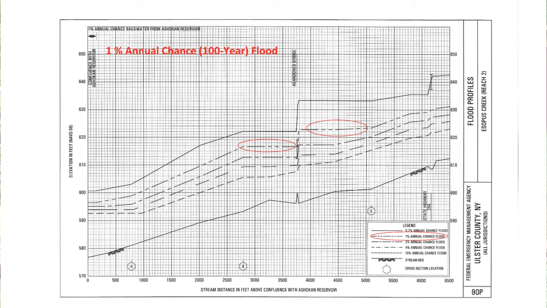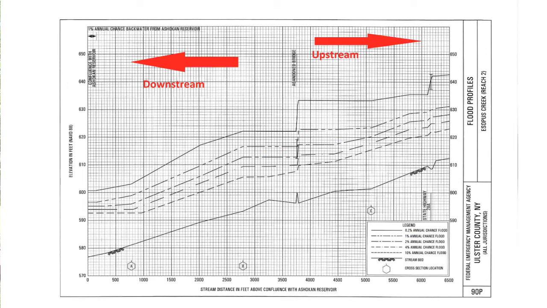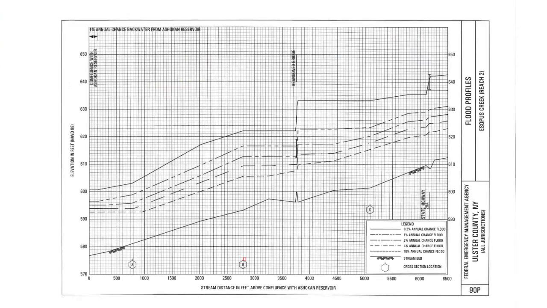While simple in concept, it can be difficult in practice to find the BFE using the flood profile. In order to do that, you will have to determine how far up or downstream your location is from the nearest cross-section. To keep things simple, let's say the hypothetical location we're looking for is 50 feet upstream of cross-section B. In the flood profile, the further right you go, the further upstream you are, and you will see the elevations of each of the flood return intervals be higher.